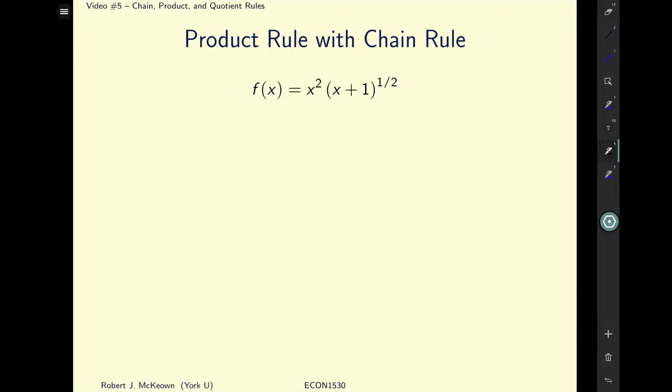So after our last video on the chain rule, I wanted to show you what the chain rule looks like when we combine it with the product rule, because this is the situation that you're most likely to find yourself in when you have to use the product rule.